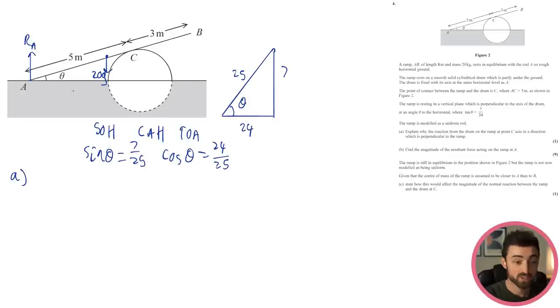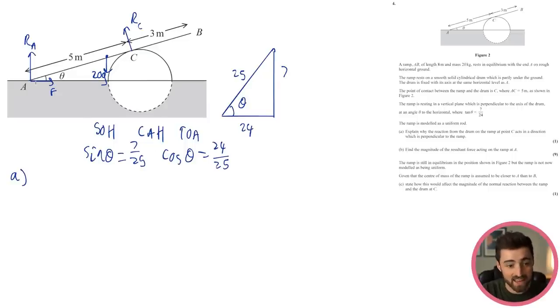So the friction is going to be going this way towards the drum to stop that ramp falling in. Cool. What's happening at the drum? Again, you're always going to have a perpendicular reaction force. The perpendicular this time is going to be going here, RC. And we're told that there's no friction here because it's smooth. So that means that I've got no force acting this way. And that's actually the answer to this question here.